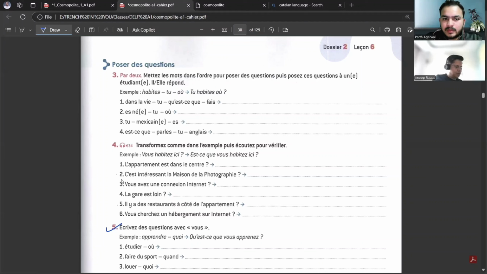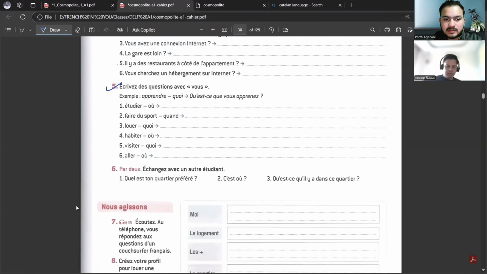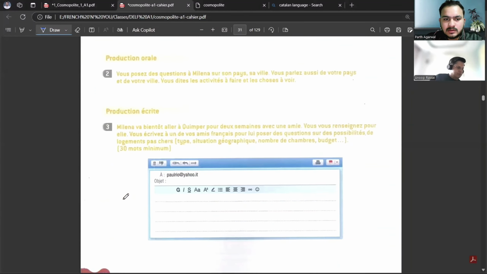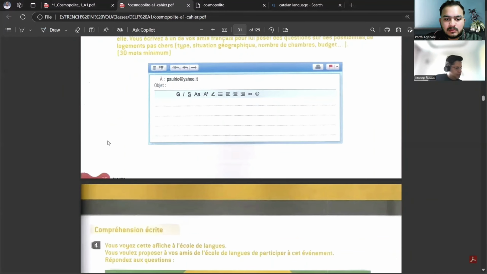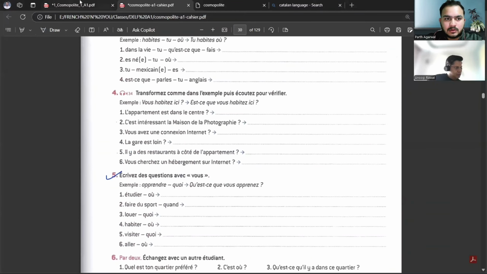In tomorrow's class, we will end the dossier. There are some exercises left at the end, some listening, speaking and reading exercises. Then we will complete this dossier.